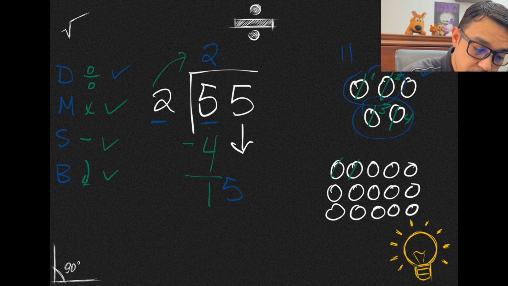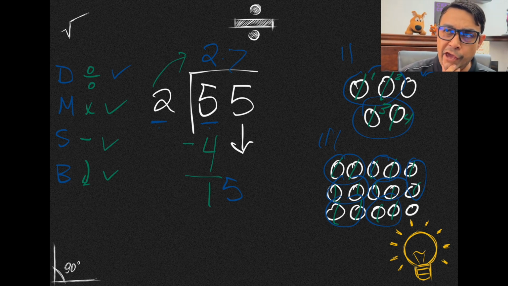1, 2. That's 1. 1, 2. That's 2. 1, 2. 3. 1, 2. 4. 1, 2. 5. 1, 2. 6. 1, 2. 7. The answer is the same?